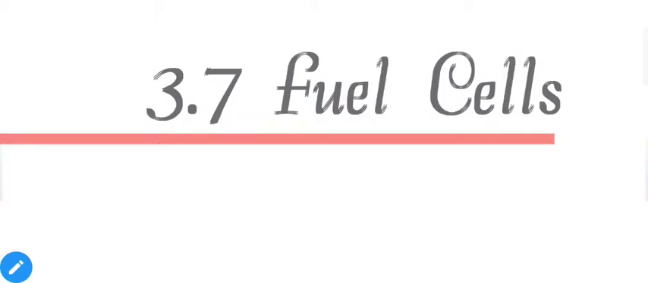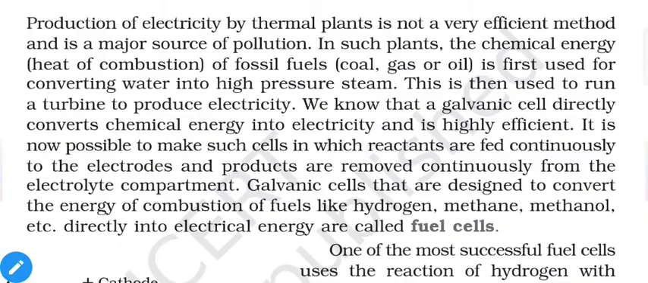These are a very important type of cell. Production of electricity by a thermal plant is not a very efficient method, and it's a major source of pollution. We can say that this type of procedure to produce electricity has only 25 to 30, or a maximum of up to 35% efficiency. So it is a very inefficient process, and it produces lots of pollutants.